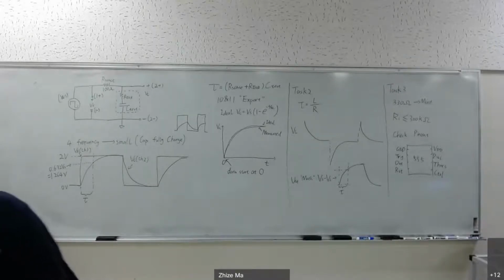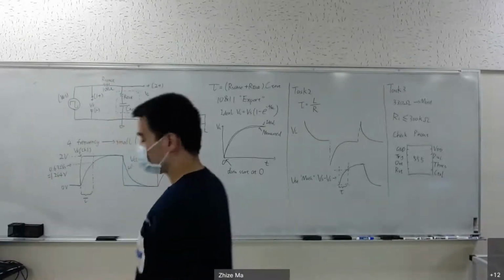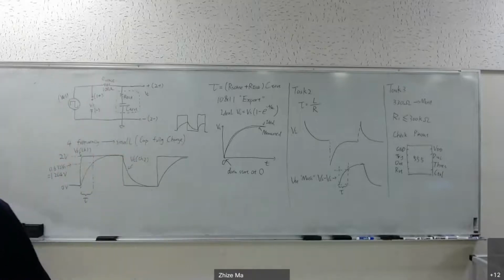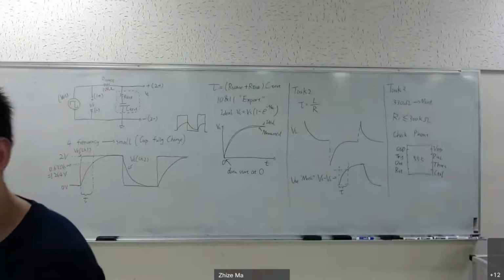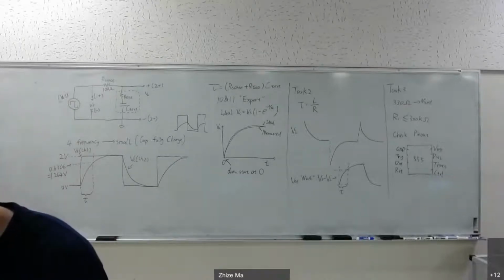All right, after you build this circuit, remember you can ignore RS. RS is the internal resistance of the function generator. Since you are using AD2, there is no internal resistance, so there is no RS.